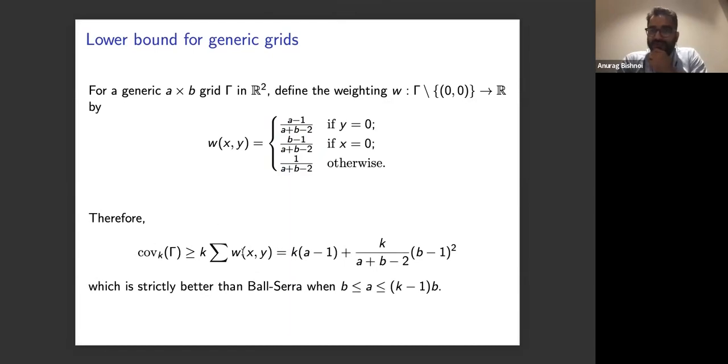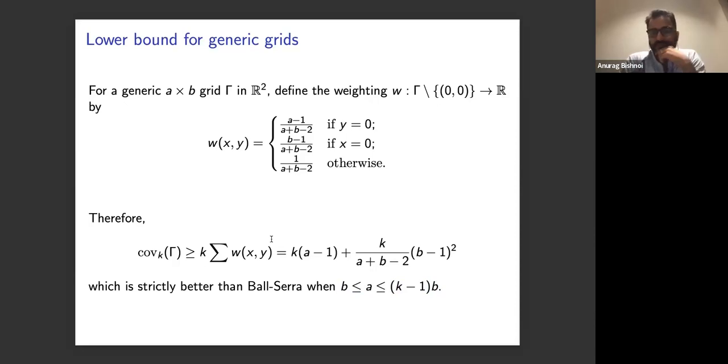So it shows that the covering number is at least this number here, which is the sum of all weights multiplied by k. And this lower bound is strictly better than the Ball-Serra polynomial method lower bound exactly when you have these inequalities, and that's something you can just show computationally. In fact, as your grid keeps getting shorter in that direction, your Ball-Serra bound keeps getting worse. That's the intuition, at least. But note that we prove it only for generic grids, not for every grid. So we still don't know whether that threshold is the right point for every grid.